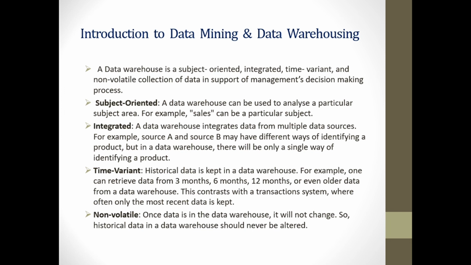Time variant. Historical data is kept in a data warehouse. For example, one can retrieve data from 3 months, 6 months, 12 months, or even older data from a data warehouse. This contrasts with the transaction system where often only the most recent data is kept. Non-volatile. Once data is in the data warehouse, it will not change. So historical data in a data warehouse should never be altered.